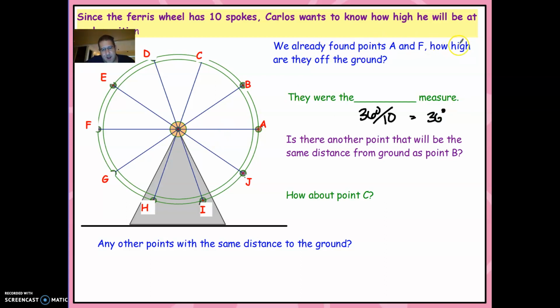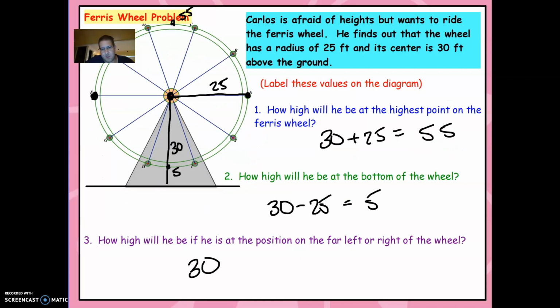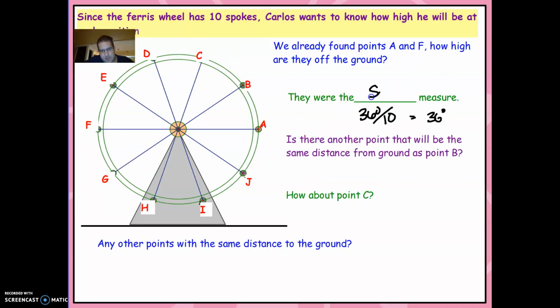All right, so we already found points A and F. How high are they off the ground? So we already said, no, I forgot the number. It was 30, I believe. So it's 30. They were the same measure. Is there another point that will be the same distance from the ground as point B? Yes, B and E are the same distance to the ground. Well, if I make this into a right triangle like this, and I make this right triangle over here, then position B and E will be the exact same height, because this height and this height will be exactly the same. Position C is the same as position D, G is the same as J, and H is the same as I.